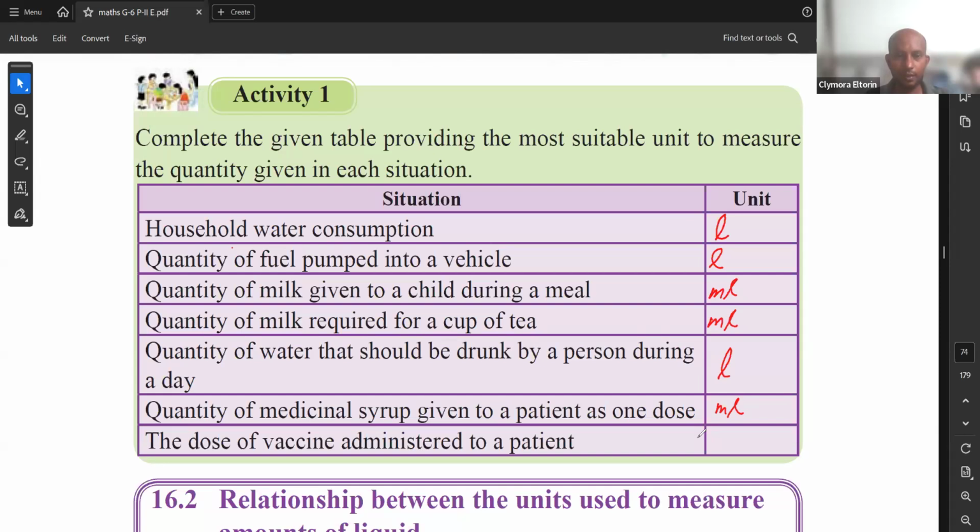The dose of a vaccine. What is the dose of a vaccine? They give you injections, right? A dose of vaccine is a very small injection, and they mention all these things in milliliter measurements. So it's with milliliter measurements.